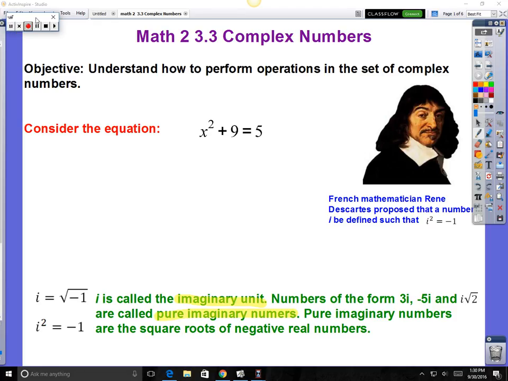Okay, this is where the world of mathematics ends. x squared plus 9 is 5. So we had a discussion. We did this, yeah? So you minus 9, minus 9. x squared is negative 4? Yeah. x squared is negative 4. And this is the end of mathematics.